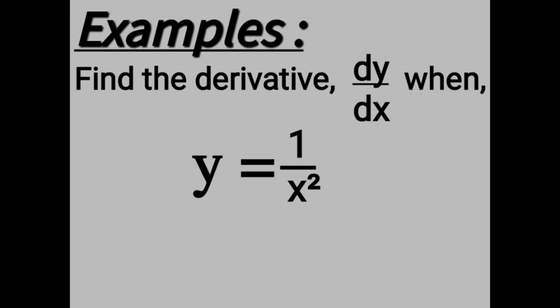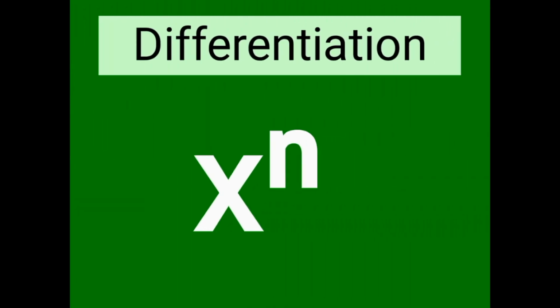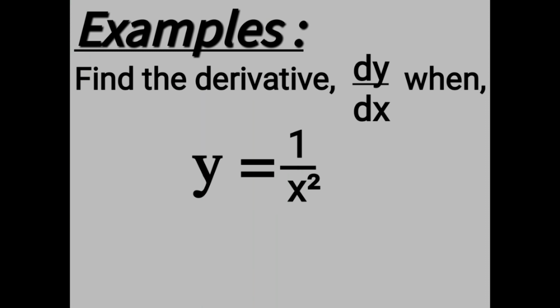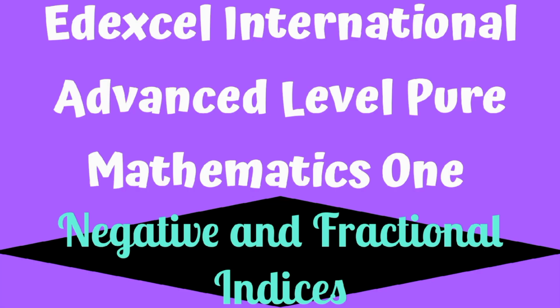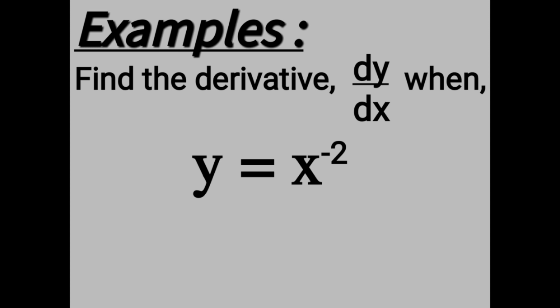First, we need to write this in the form x to the power n before differentiating. So, y equals 1 over x squared is the same as y equals x to the power minus 2. I've already covered this in one of my previous Pure Maths videos, negative and fractional indices. If you want, check it out for more details.